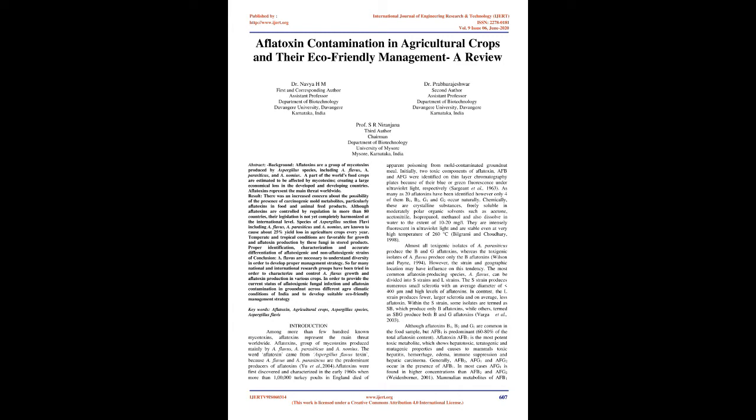So far, many national and international research groups have tried to characterize and control A. flavus growth and aflatoxin production in various crops. This was done in order to provide the current status of aflatoxigenic fungal infection and aflatoxin contamination in groundnut across different agro-climatic conditions of India, and to develop a suitable eco-friendly management strategy. Keywords: aflatoxin, agricultural crops, Aspergillus species, Aspergillus flavus.